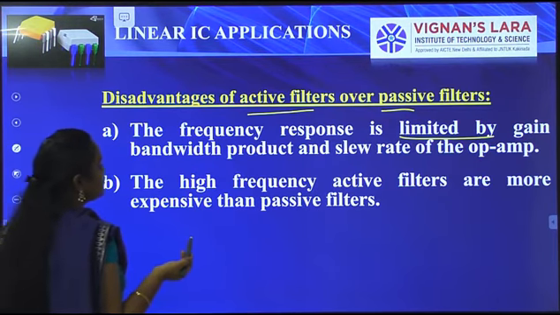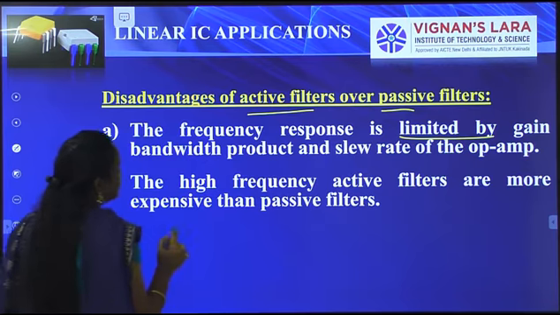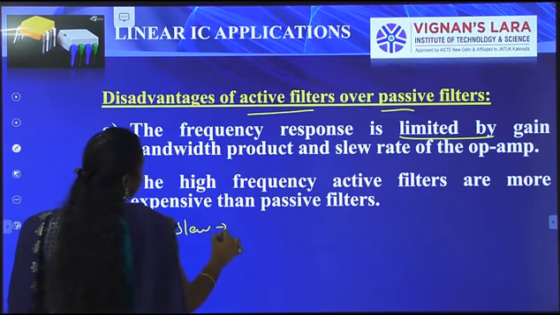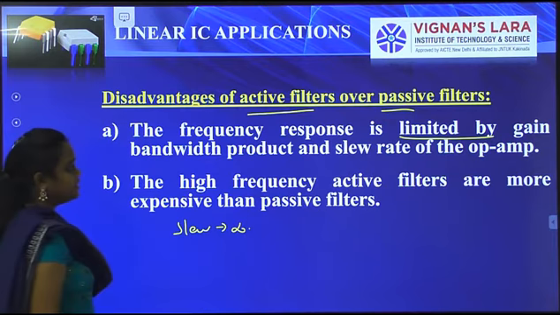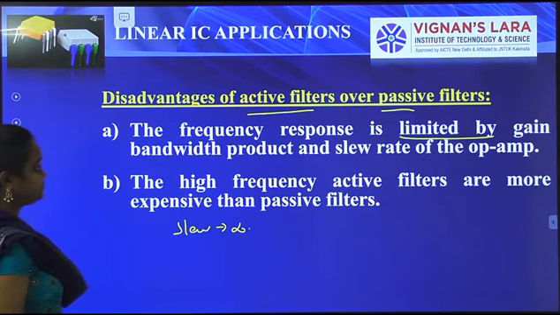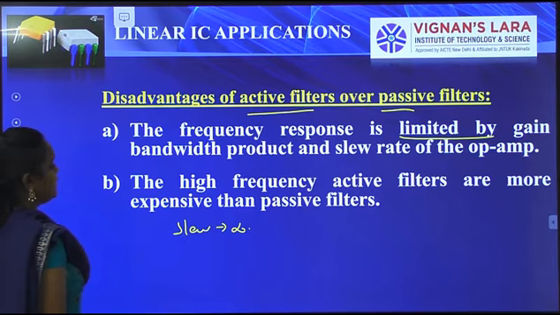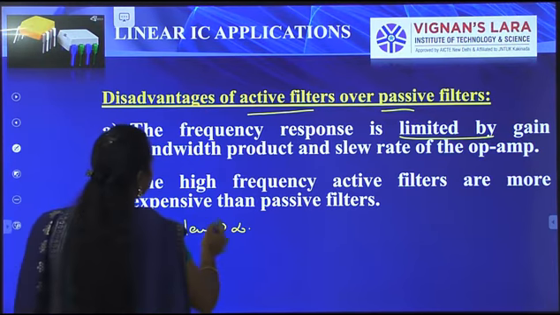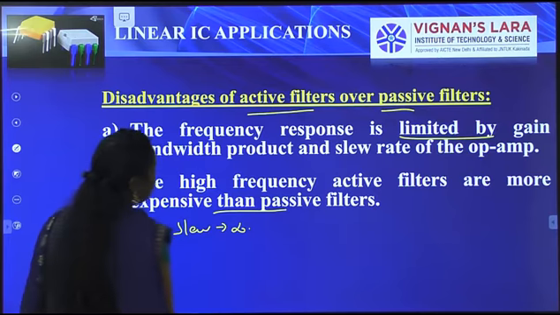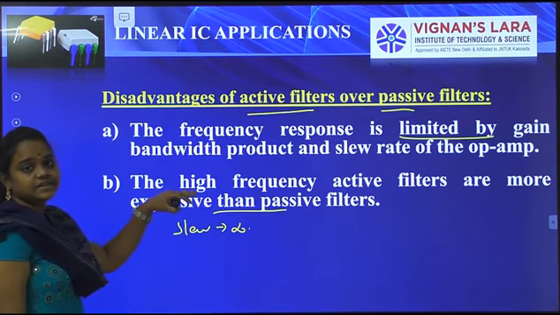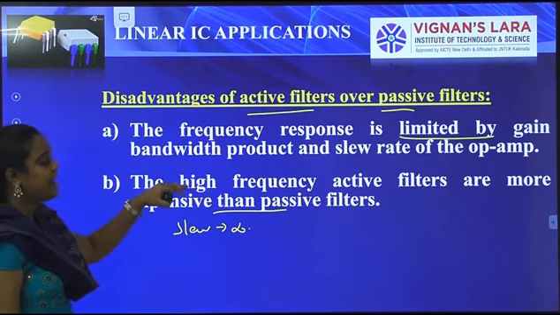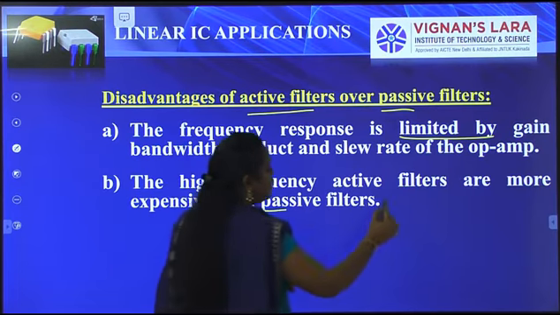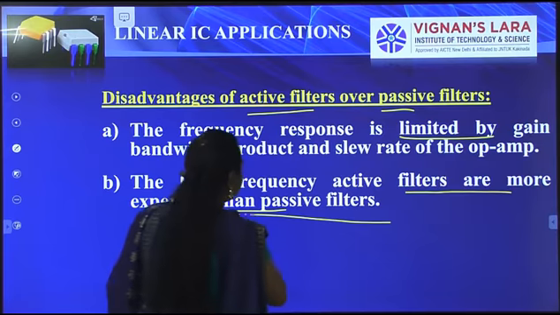And also the slew rate of the op-amp is limited. That means we avoid slew rate as infinity, but here, by using the active filters, slew rate is less. The high frequency active filters are more expensive than passive filters. When we are using high frequency, with very high input, then the high frequency active filters are more economical than passive filters.